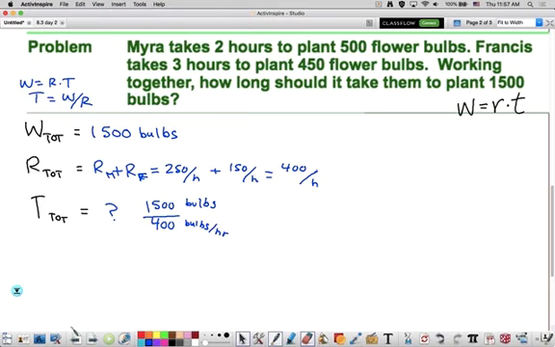If you're not good with the physics manipulation, you have bulbs over 1. You're dividing by bulbs per hour, so that's multiplying by hours divided by bulbs. And that's why the bulbs cancel, and you get back time. So 1,500 divided by 400 was what? 3.75.